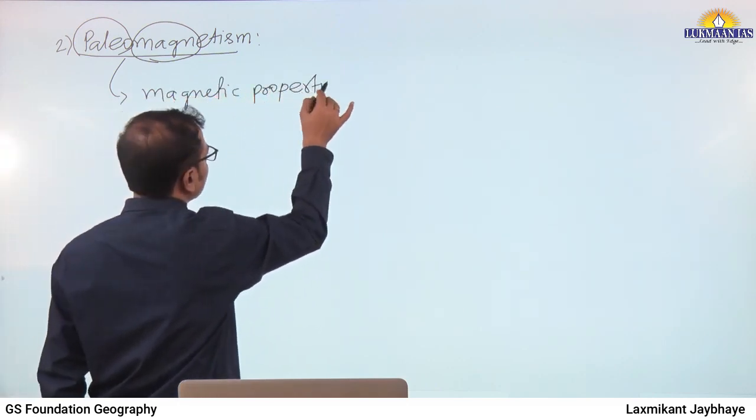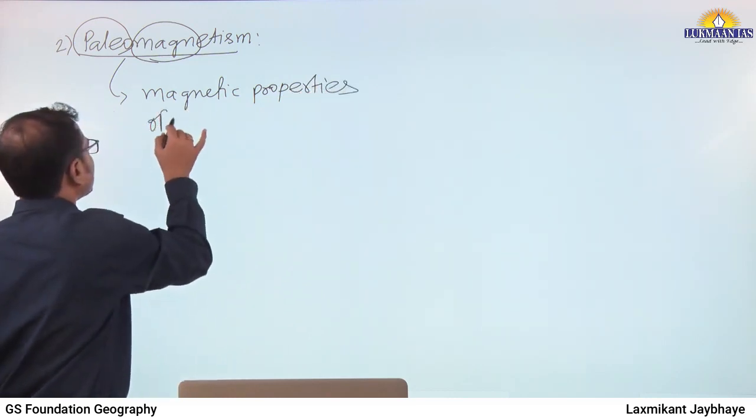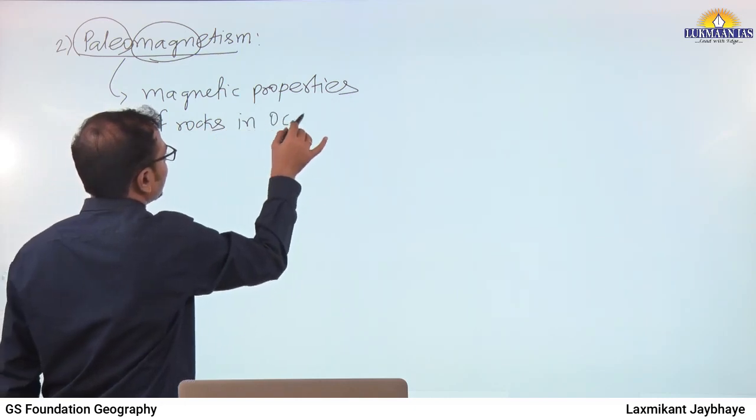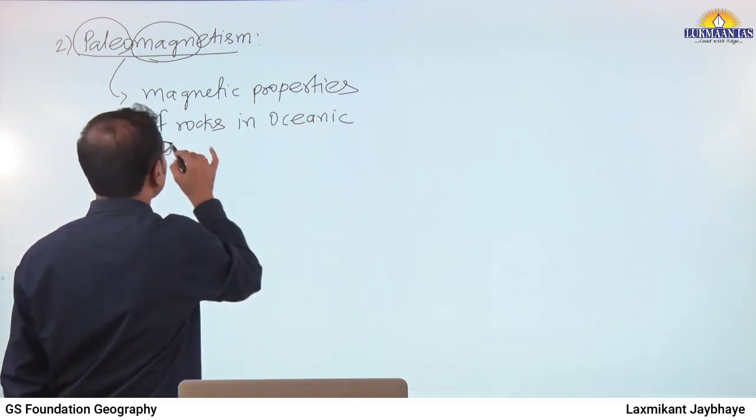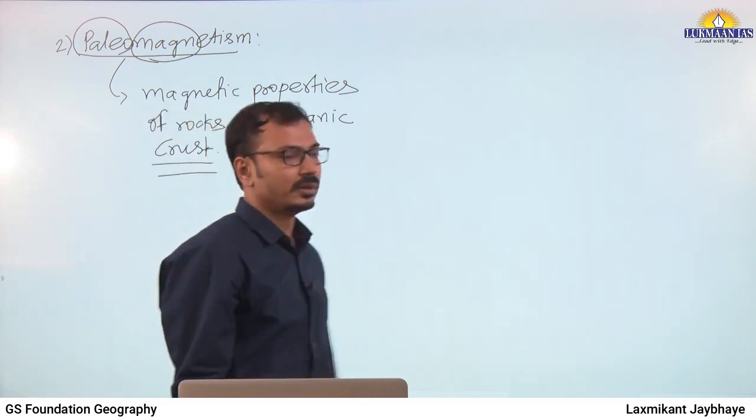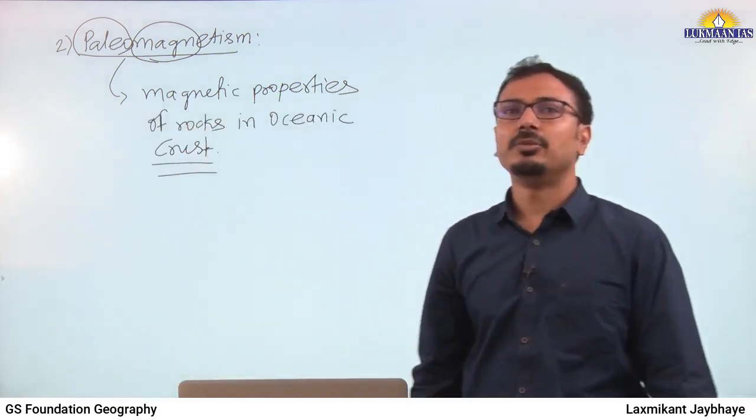Properties of rocks in oceanic crust. This is studied in paleomagnetism.